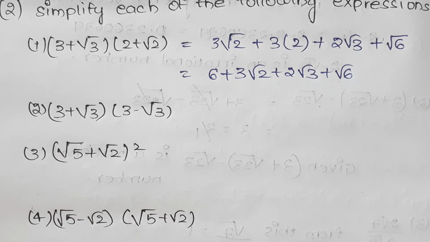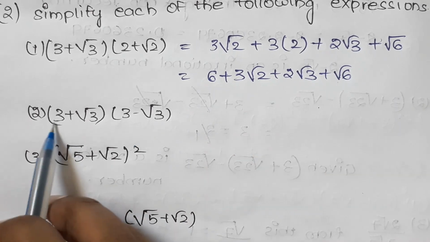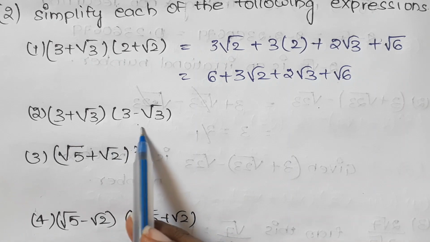And now let us see the second one, that is 3 plus root 3 into 3 minus root 3.